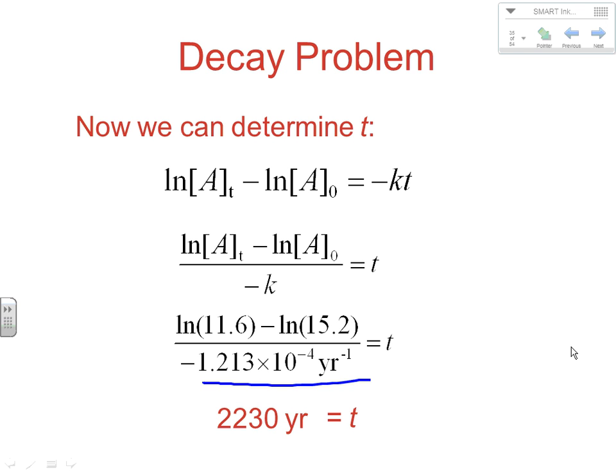Now remember, at current time, this is how fast it was disintegrating. So that's our rate at time t. And what it would be at time 0 was 15.2. That goes in there. Take the natural log of both of those, subtract, and you find out that this sample of wood, the object that the wood was made of, was a tree 2,230 years ago, and that tree was cut down and manufactured into whatever article it was. So what we're really finding out is at what point did the tree die that the wood came from? And in this case, it would have been 2,230 years ago.